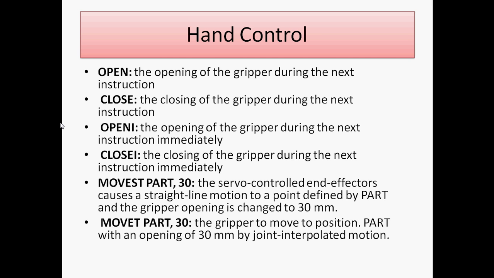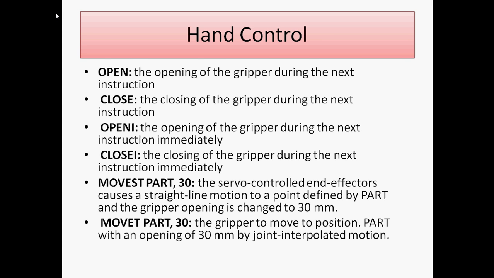Then the next is MOVEST, part 30. The servo controlled end effector causes a straight line motion to a point defined by the part, and the gripper opening is changed to 30 mm. So this is about the straight line move to the point defined by the part, and then the opening is changed to 30 mm.